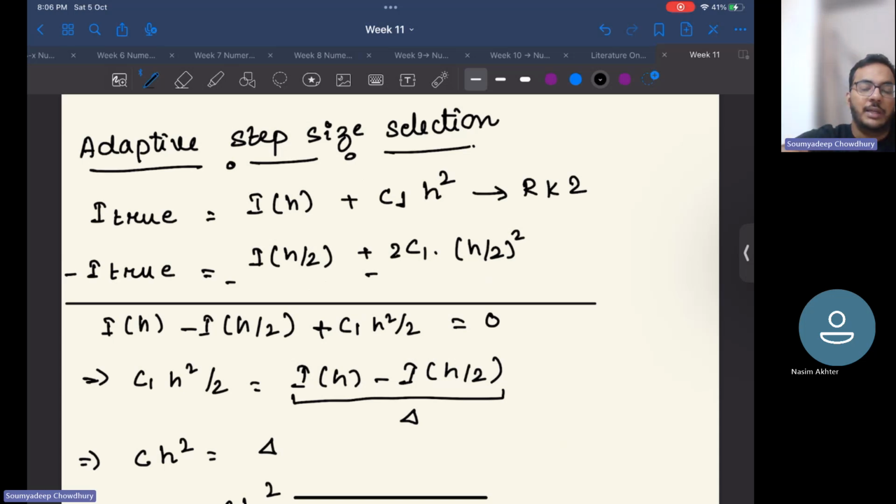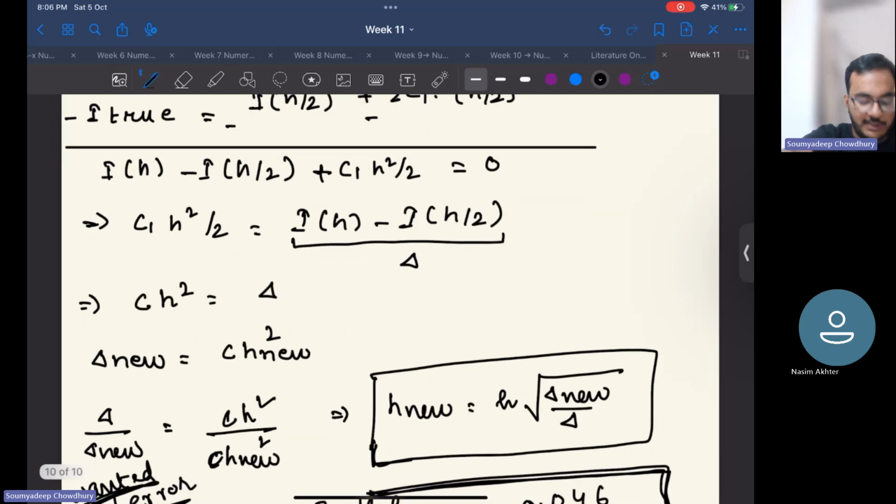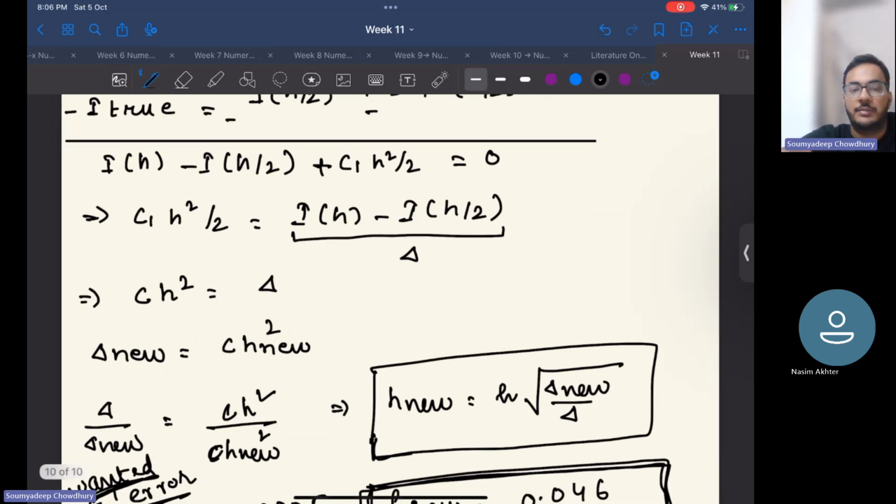So I of h minus I of h by 2 plus this thing C1 h square by 2 will be equal to 0. So from this, if we just simplify and manipulate some of the terms, we will get C h square equal to this delta. What is delta? Delta is I of h minus I of h by 2. Okay, up till this it is clear.